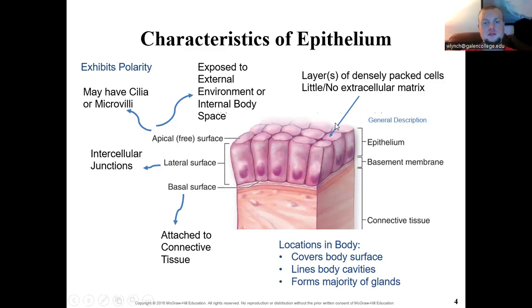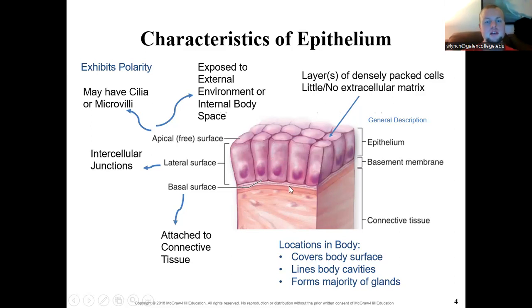That free or apical surface could be facing the external environment if it is on the skin, or it's going to be facing the opening of a tube or a lumen or a cavity in the body, such as the opening of the tubules in the kidney. They're going to have intracellular junctions where they're linked between the cells side to side on the lateral surface. They're going to be connected to a connective tissue, some sort of basement substance underneath.